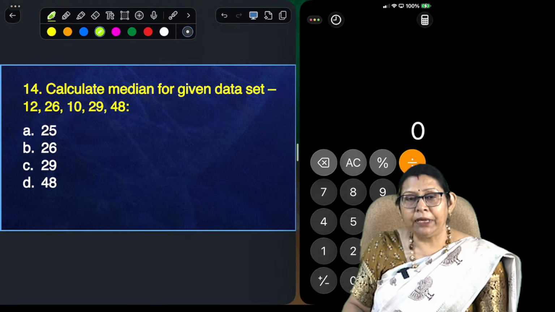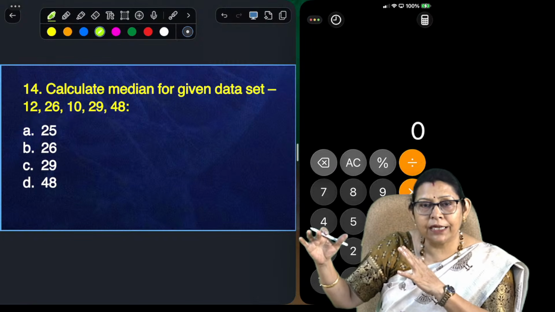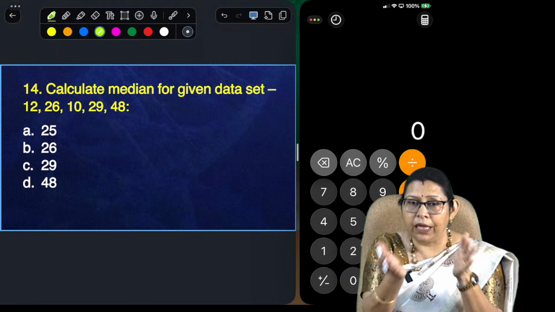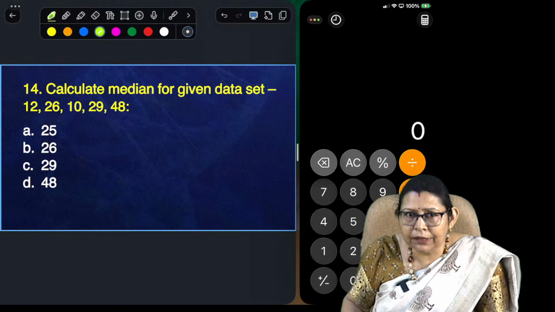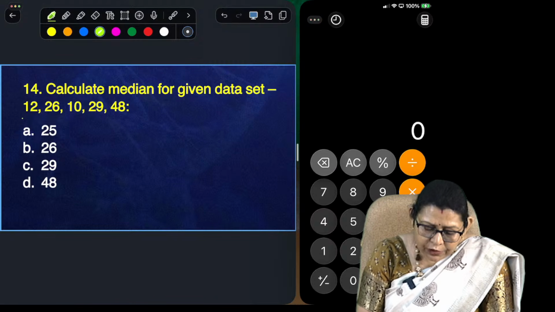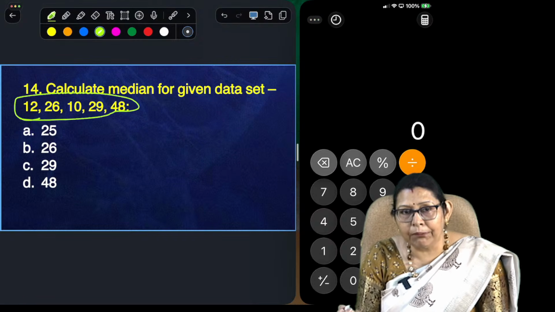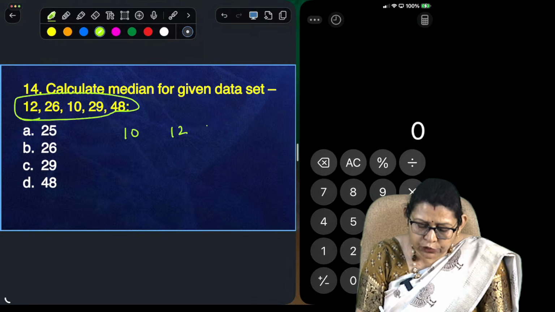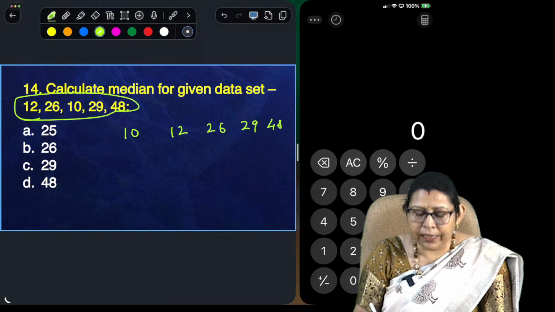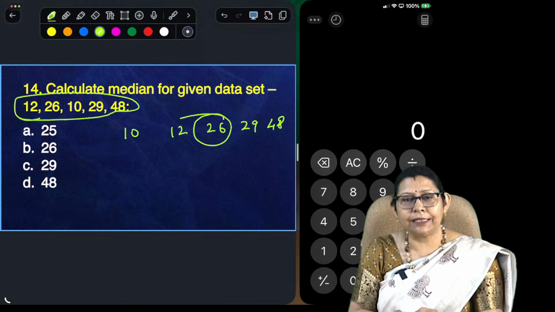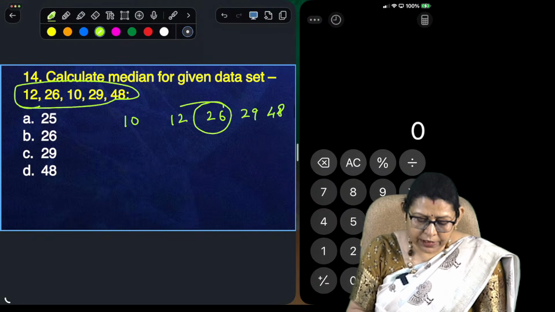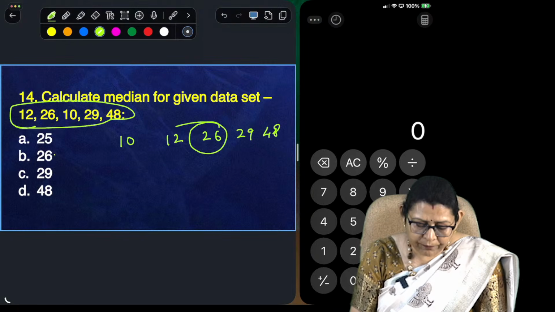Now what is the median? It means you have to arrange the values in ascending or descending order, and the middle value if it is an odd number, or the average of the middle values if it is an even number, that is your median. Here 5 values are given, an odd number. If I arrange in ascending order, the smallest one is 10, then 12, 26, 29 and 48. So the middle one, 26, will be my median value. So this will be your median.